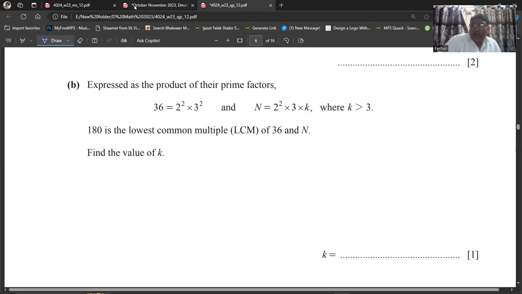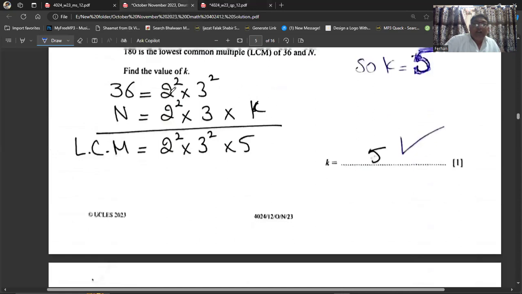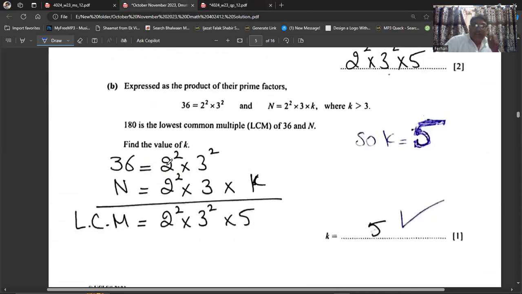Whenever we take the LCM, we always take the common factors, and we take the highest power of the common factors, and those factors which are not common are also taken. So 36 is 2 square into 3 square, n is equal to 2 square into 3 into k, and the LCM is 180. 180 is 2 square into 3 square into 5. So you can see from where this 2 square came. 2 square is common in both. 3 square came from here. So from where this 5 came? 5 is not in this.